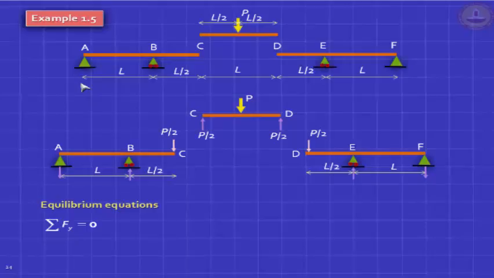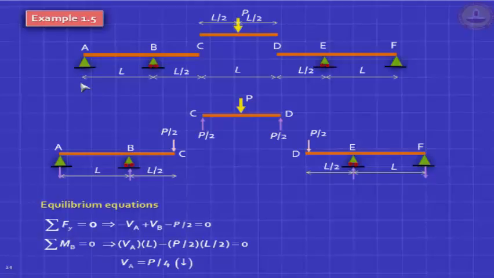So, if you want to do it mathematically, you will find VA is P by 4 and VB is 3P by 4. See, always when you get pictures like this, note that this reaction will be more than this reaction. Why? Because it's sitting on an overhang. Now, how much more? You can work it out, solve this equation, and there will be an uplift here.